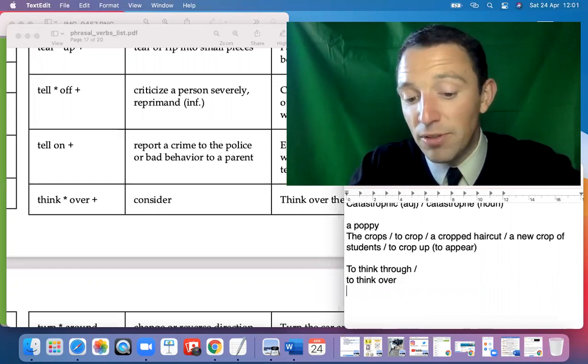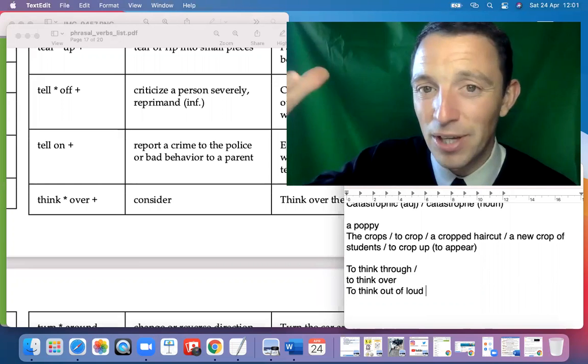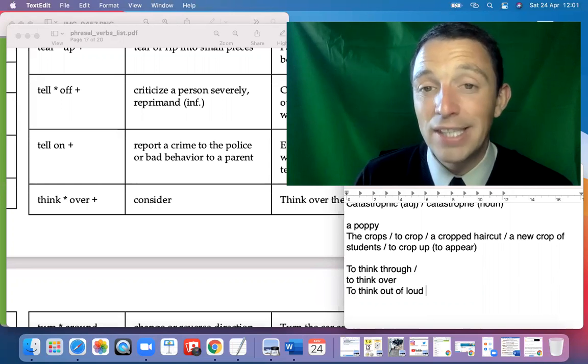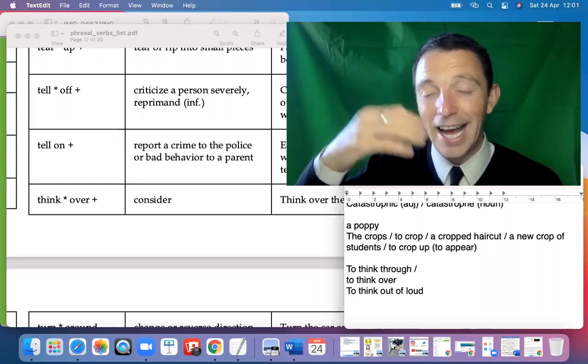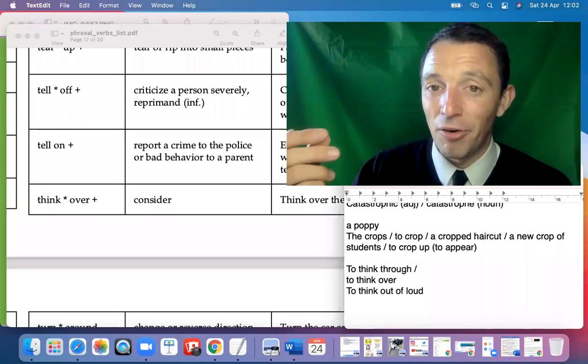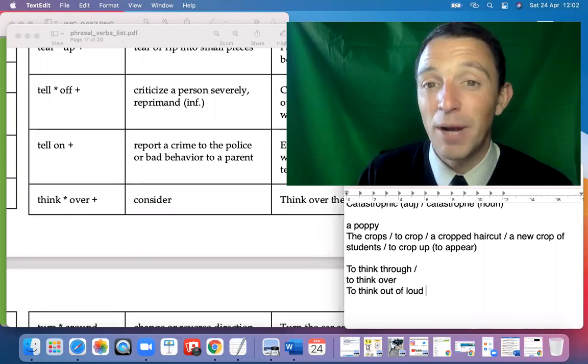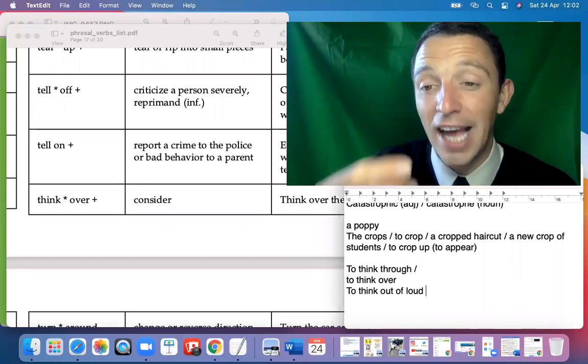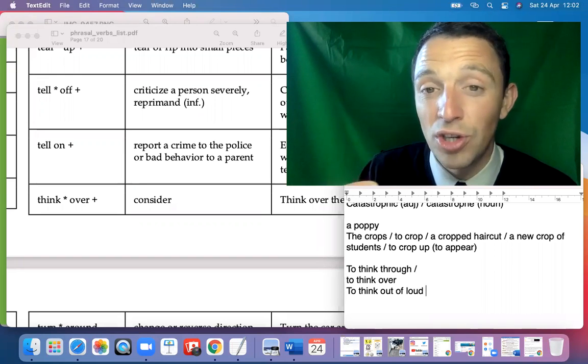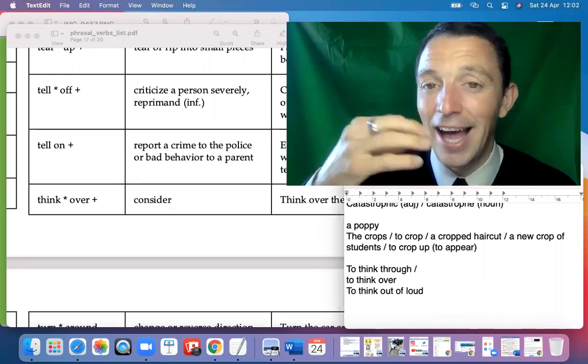To think out is not really typical, but I suppose we say to think out loud, and that's the only connection we say with out. So if you're thinking out loud, that's a metaphor that you're actually speaking what you are thinking. Okay, so that's a famous expression, to think out loud, when you say something that probably you should not say. You're only thinking out loud.